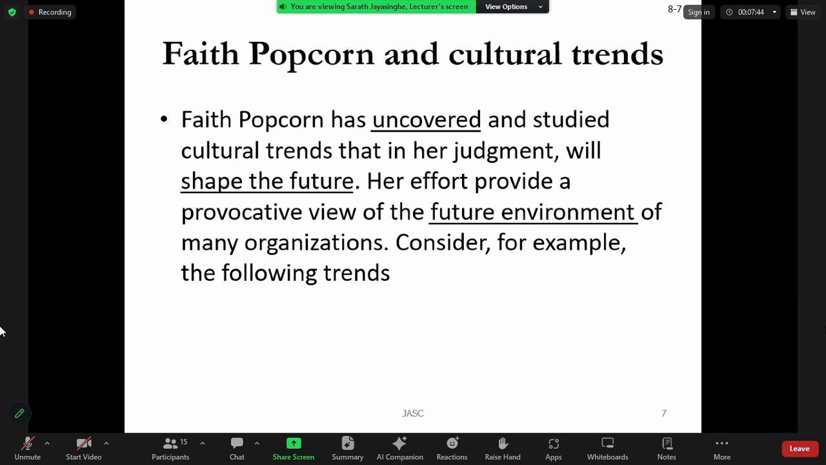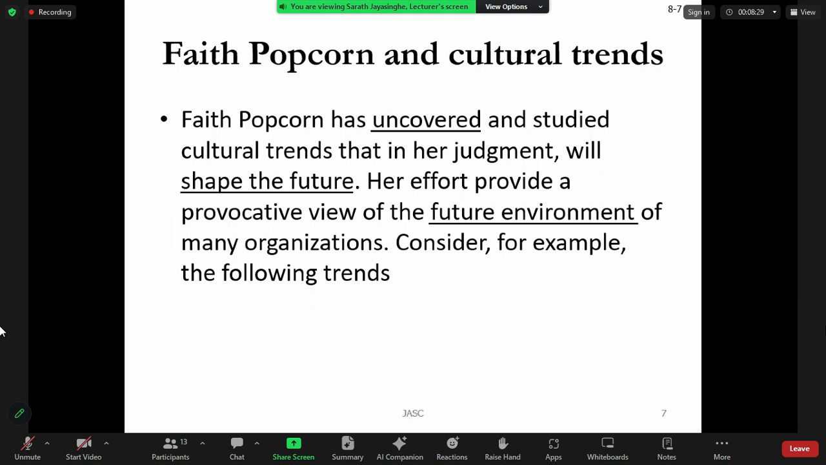These are relevant to our marketing, especially as we experienced certain things in previous years and also nowadays. This is some kind of early forecast. This person, Faith Popcorn, studied cultural trends that in her judgment will shape the future. So one day in the future this will happen. This is what she thought would happen in the last few years. The effort provides a view of the future environment for many organizations.